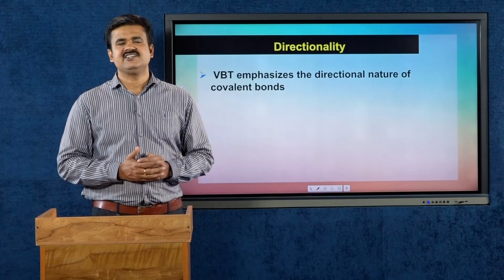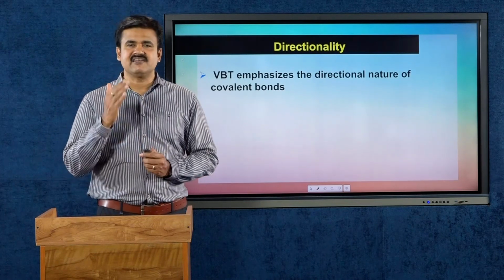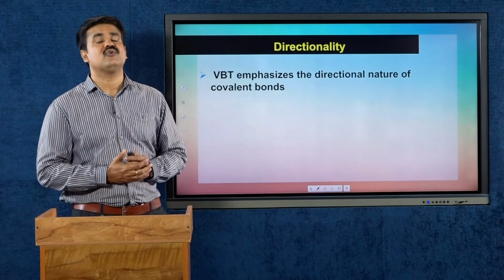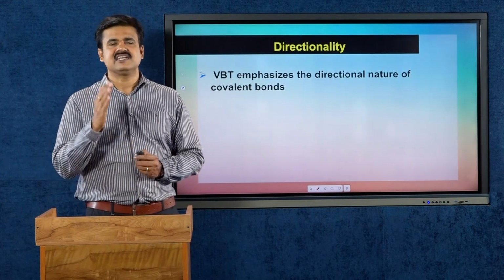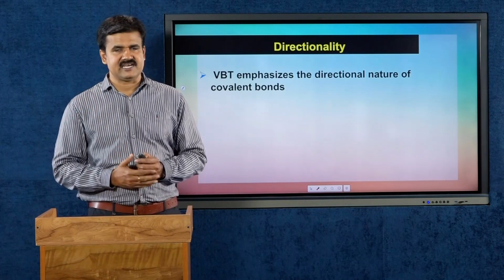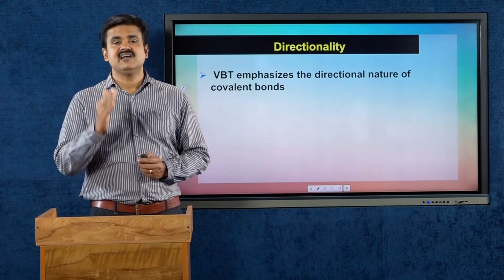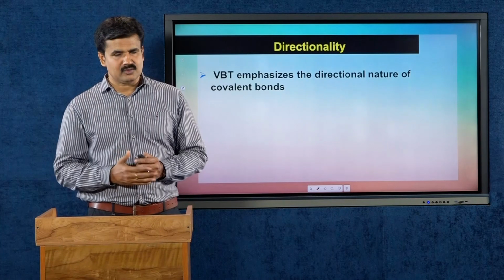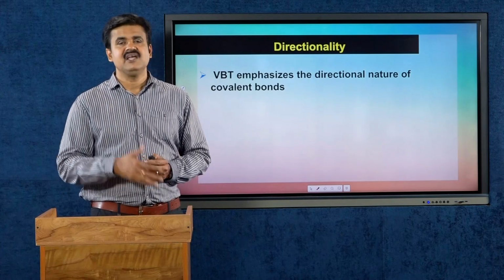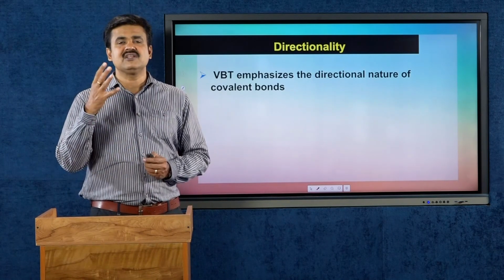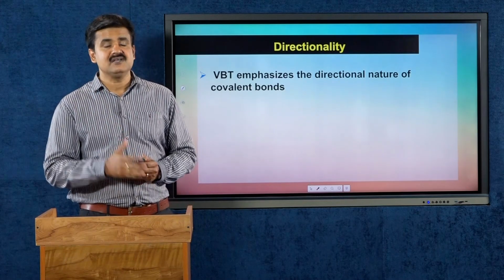Now, directionality is an important aspect of the valence bond theory. The valence bond theory emphasizes the directional nature of covalent bonds. It should be noted that the covalent bond is directional. That is, in space they have a specific orientation. This directional property of the covalent bond gives definite shape to covalent molecules. For example, methane is a tetrahedral molecule, water is a bent molecule, HCl is a linear molecule. All these geometries or structures are a result of the directional properties of the covalent bond.